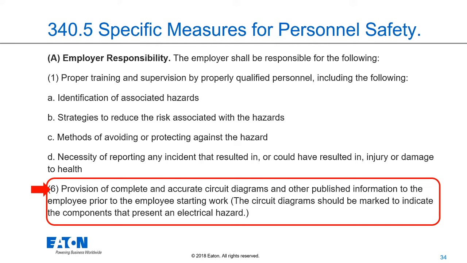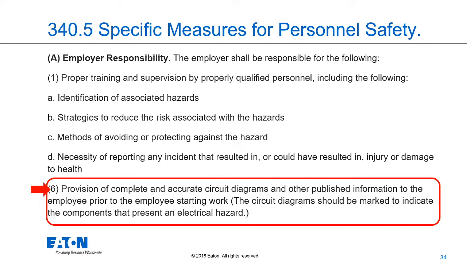Now, in 340.5 of 70E, where it speaks to employer responsibility, the employer has to be responsible for the proper training and supervision of qualified personnel. And if you look at item number 6, the provisions for complete and accurate circuit diagrams and other established information to the employee prior to the employee starting work. So they need to provide the electrical worker with the information they need to be able to determine lockout tagouts and all these other good things that 70E is really telling us that we need. And here in 340.5, they put the responsibility on the employer.